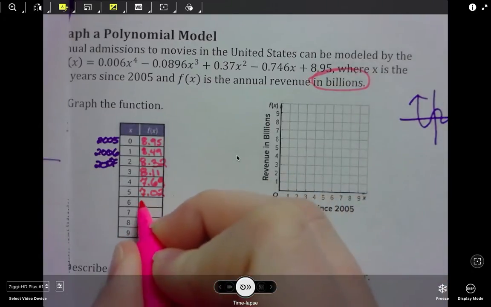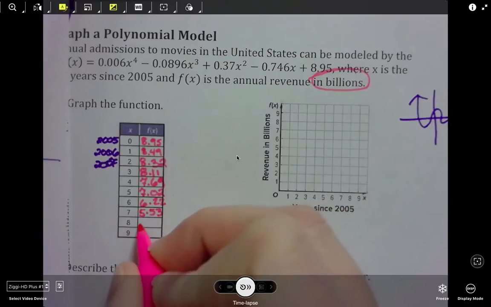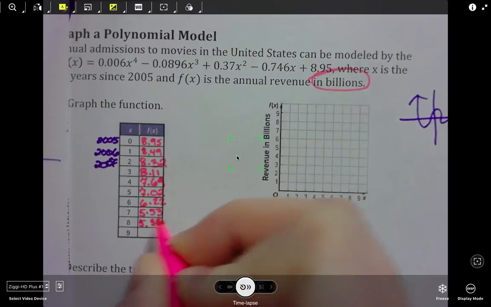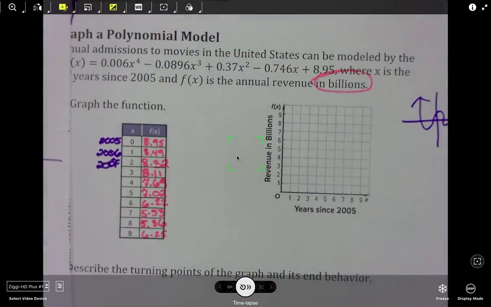7.02, 6.22, 5.53, 5.36, and then 6.25. It has a little bit of a jump up there at the end.